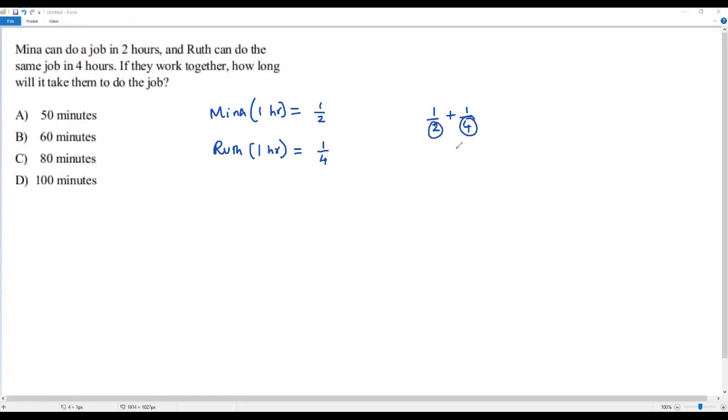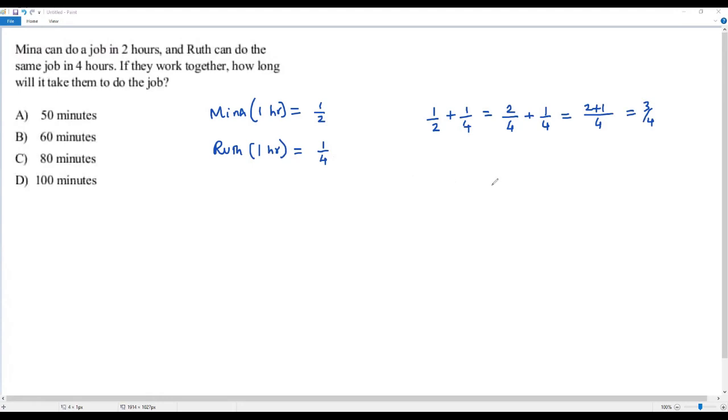So 2 and 4, the least common multiple of these two denominators, 2 and 4, is 4. Already we have 4 over here. Now we have to make this denominator 4. For that, we have to multiply the numerator and denominator of the first fraction by 2. When I do so, I'm getting 2 over 4 plus 1 over 4. Now we can take 4 as a common denominator and add the numerators, then we get 3 over 4. Here this 3 over 4 represents the amount of work done in 1 hour by both Mina and Ruth.